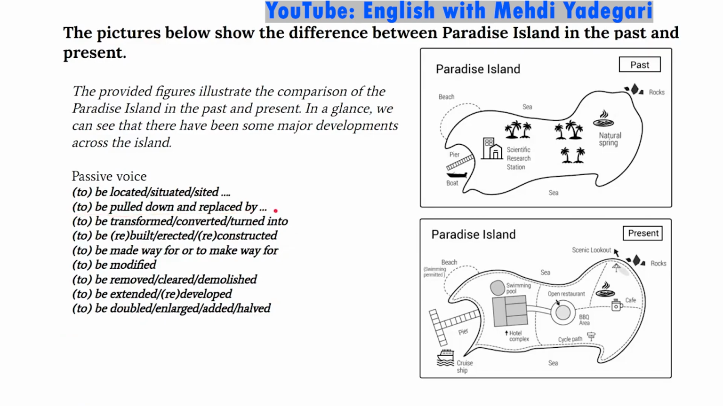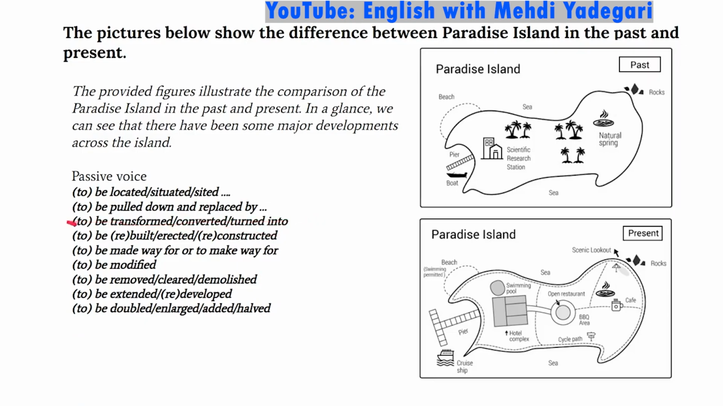So this is the structure of that sentence. And if you want to implement that into a writing, you would say, as an example, the hospital that used to be situated at the blah blah side of the map was pulled down and replaced by a cinema complex. So this is the structure, and you have to change it according to the timing and everything. So it was pulled down, were pulled down, and replaced by something, transformed, converted, turned into.